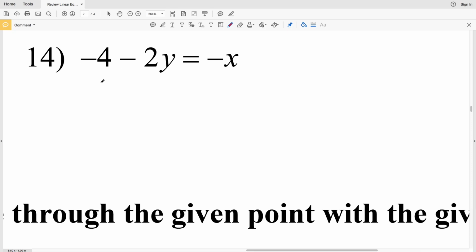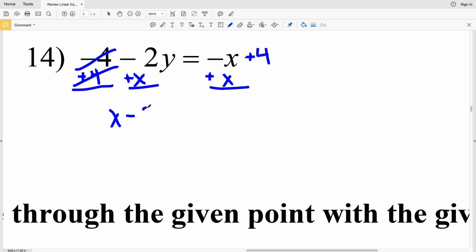Now I need this in the form of standard form, so ax plus by equals c. In order to do that, I'm going to add 4 to both sides, and at the same time, I'm going to add x to both sides. So negative 4 plus 4 will be 0, so I'll be left with x minus 2y on the left. Negative x plus x is 0, so I'll be left with 4 on the right.